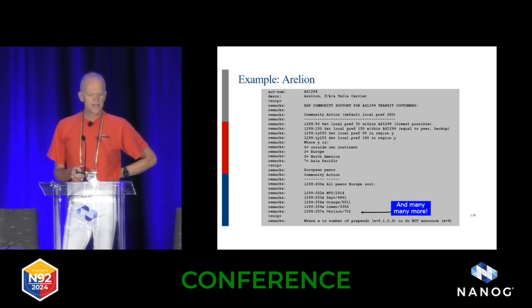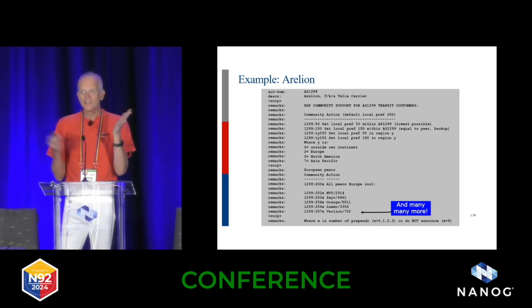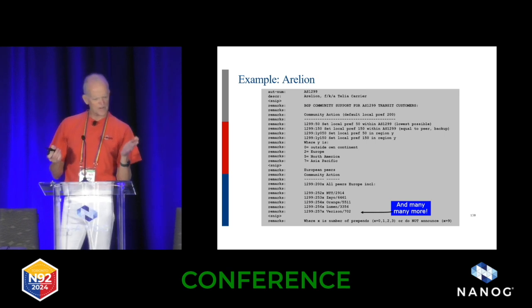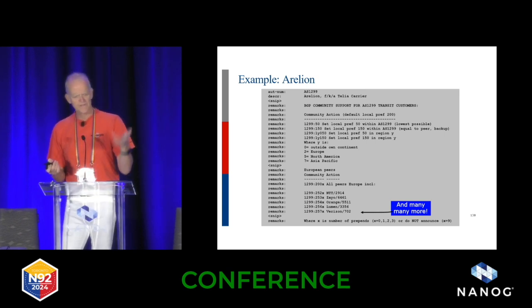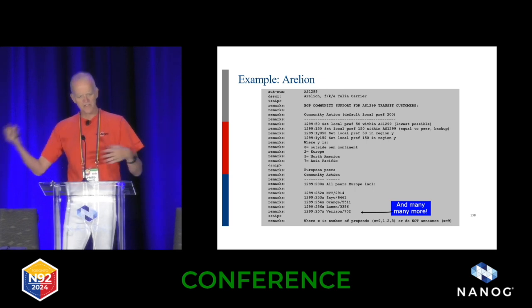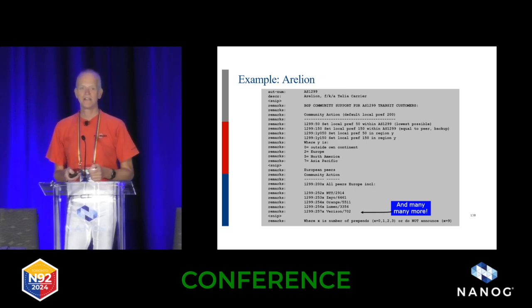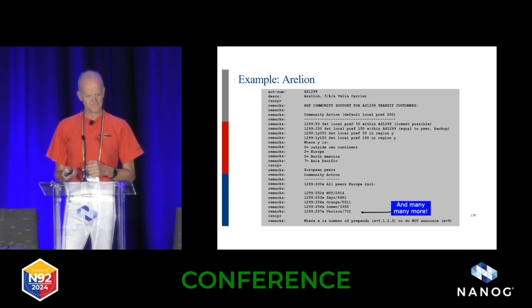And then we've got Aurelion, AS1299. They've got a long list of all the communities that are supported. And again, I've got folks who buy transit from them, and again, you can do the same thing. You've got things like you can set local pref 50, 150, you can do prepends, announce here, don't announce there, which makes it quite powerful.